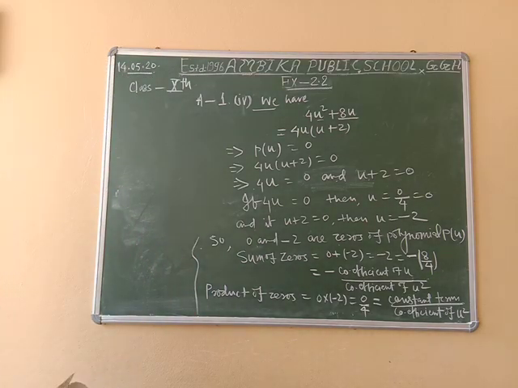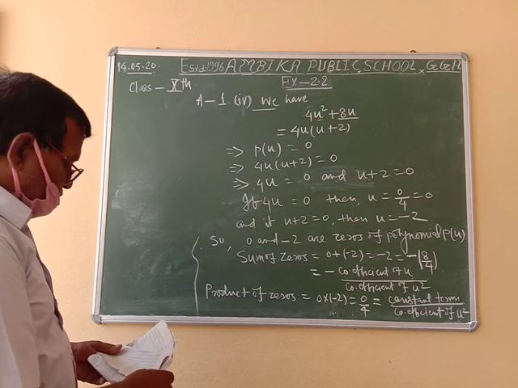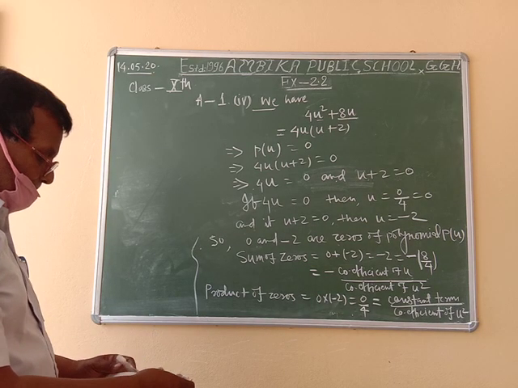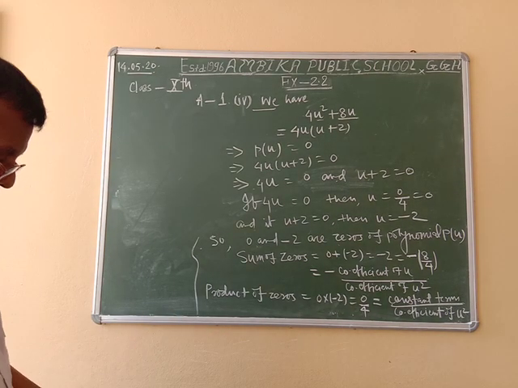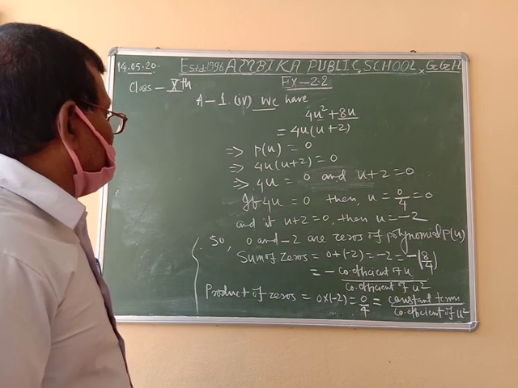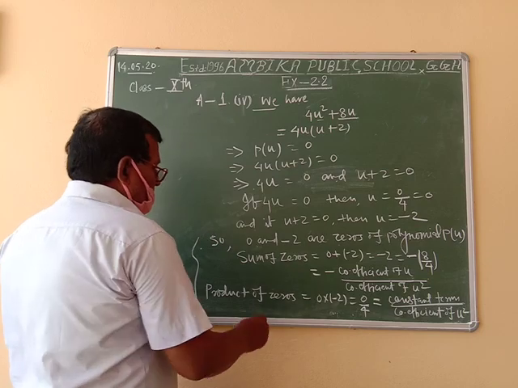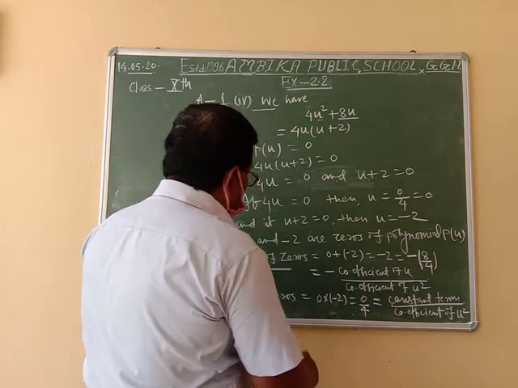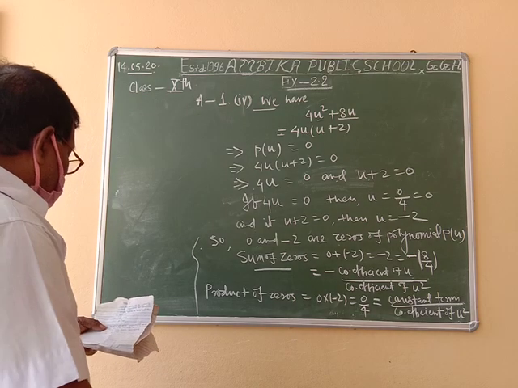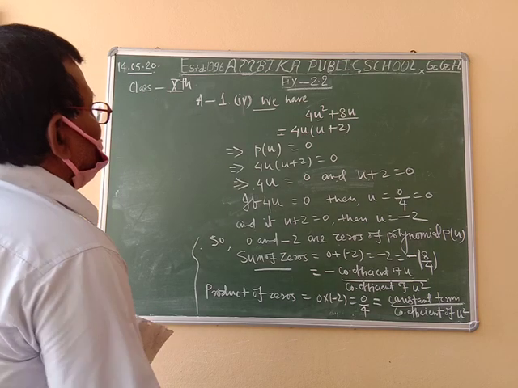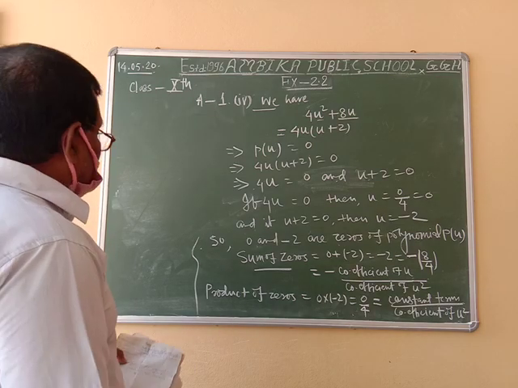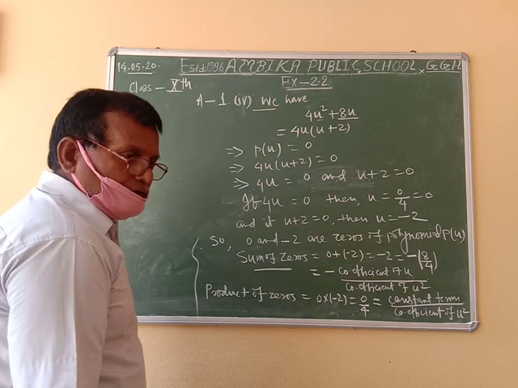And in the next problem, question number 2, you have to find a polynomial with the given numbers as sum and product. In question number 2, sum of zeros and product of zeros are given, and you have to find a quadratic polynomial. So I am going to solve question number 2 of exercise 2.2.